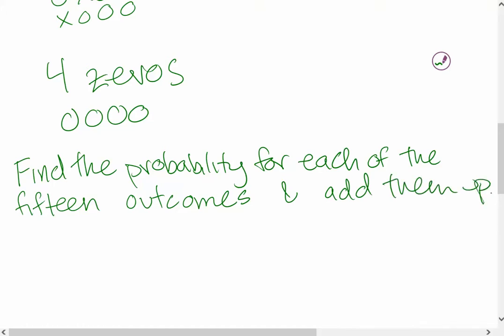Notice this is going to take a really long time, but you could do it this way. It takes a lot of work though. Or we could use the complement rule.